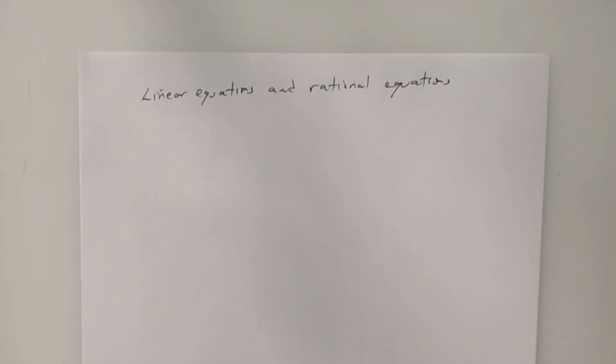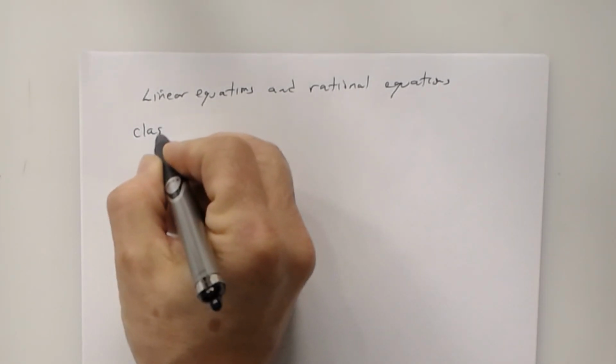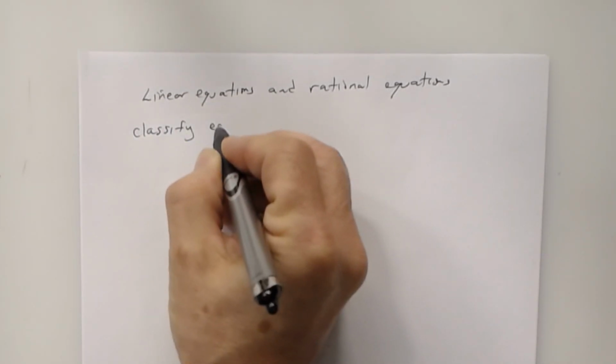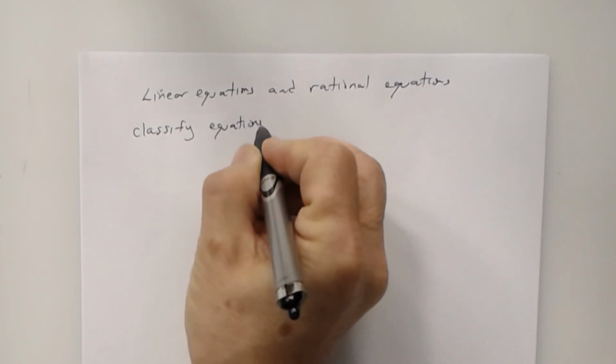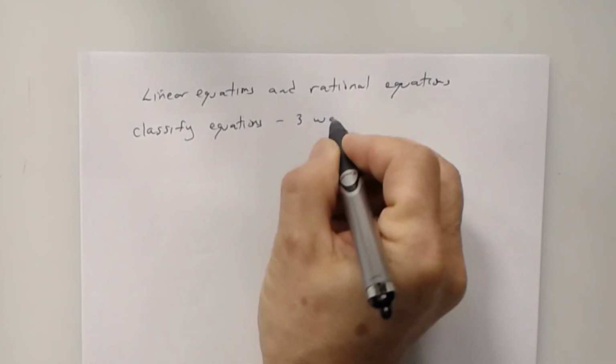Now, remember, are all linear equations rational equations? Yes. Right, very good. Are all rational equations linear? No, because there are rational equations in which you have variables in the denominator. Okay. All right. Now, we can classify equations depending on their solutions in three different ways. Okay? So, we can classify equations three ways.